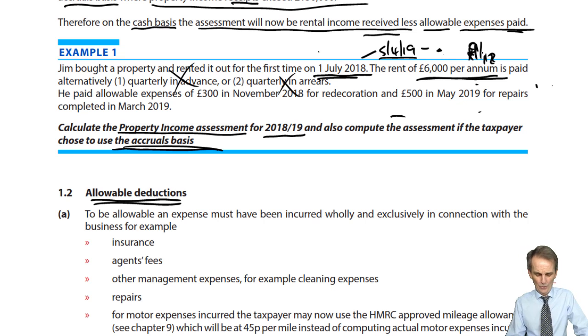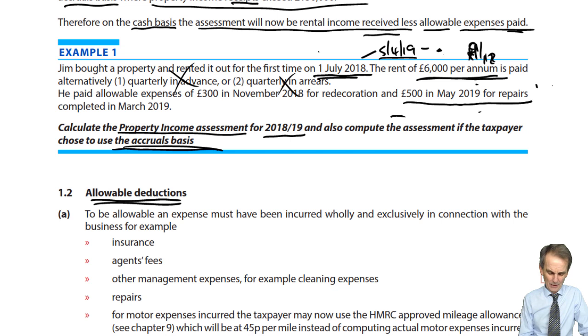Irrespective of whether or not it was in advance, in arrears, irrespective of whatever dates the cash may have been received on. So that was a received basis. In relation to expenditure, we've got expenses that were incurred and paid: allowable expenses of £300 in November 18 for redecoration, again presuming that work was done, and £500 in May 19 for repairs completed in March 19. May 19, that was paid, repairs completed in March 19.